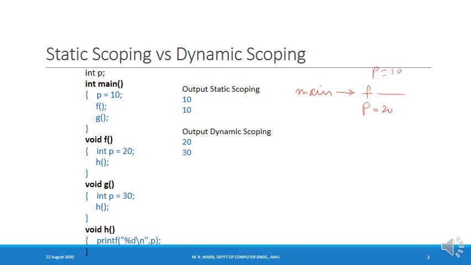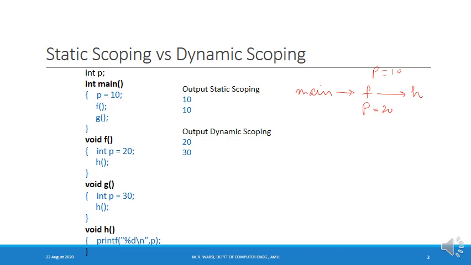F is giving a call to the function h, and in h we are printing the value of p. So when I refer to the value of p in the function h, I search for p in the function h, which I do not find. Then I search for p in the function which has called h, so I search for p in the function f, and I find it over here. So this value of p is printed, so the output is 20.